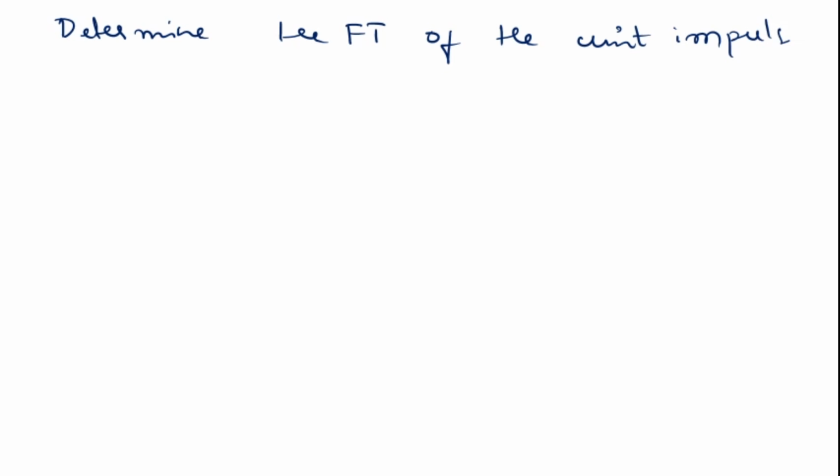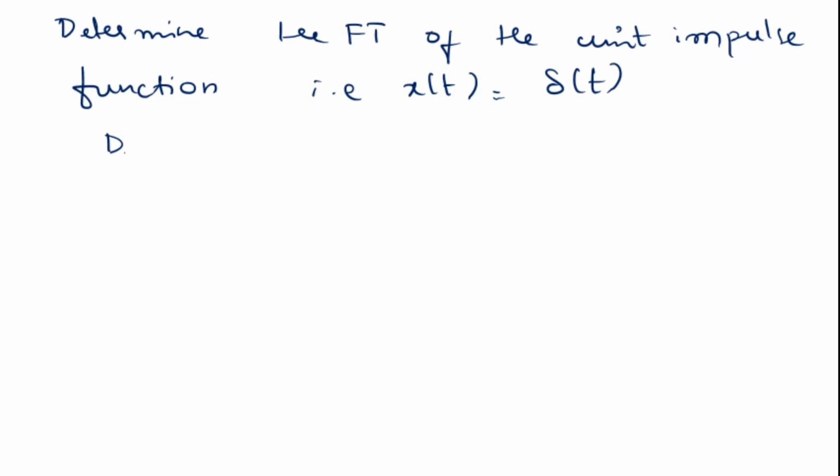Next problem, determine the Fourier transform of the unit impulse function, that is x of t is equal to delta of t, and draw its spectrum.